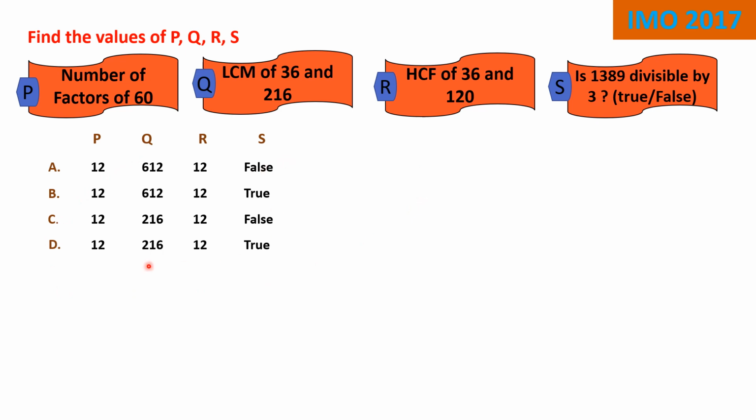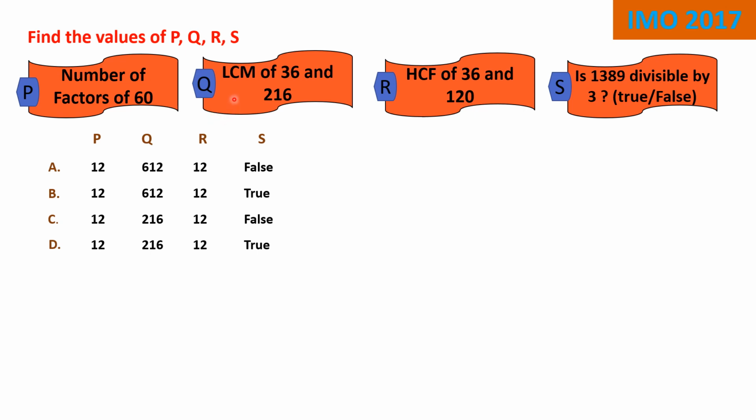If we read the question properly and check the options, we can see that in all the options the value of P is the same, that is 12. It means the number of factors of 60 is 12. So we will not consume our time by finding out the value of P. We will move further and find out the value of Q.